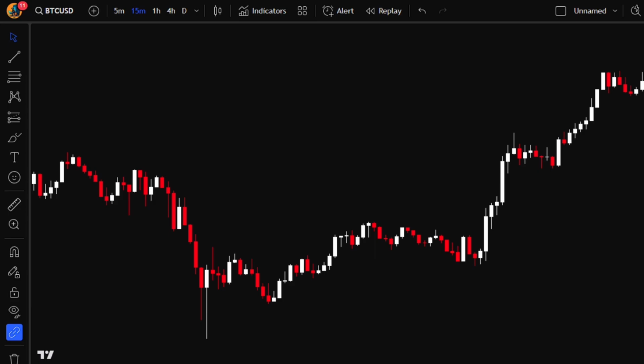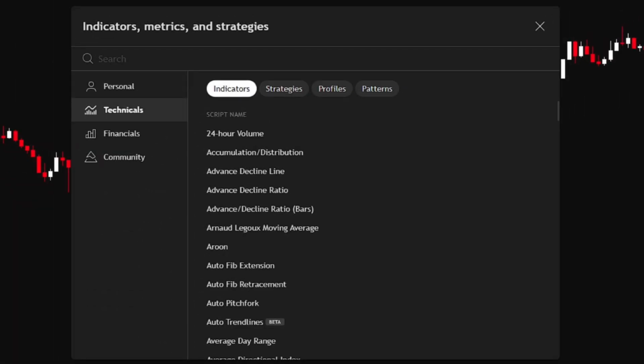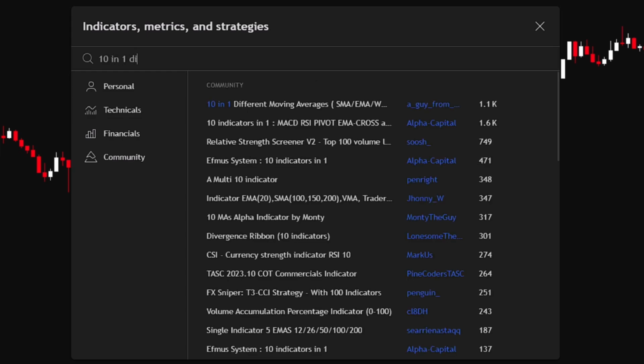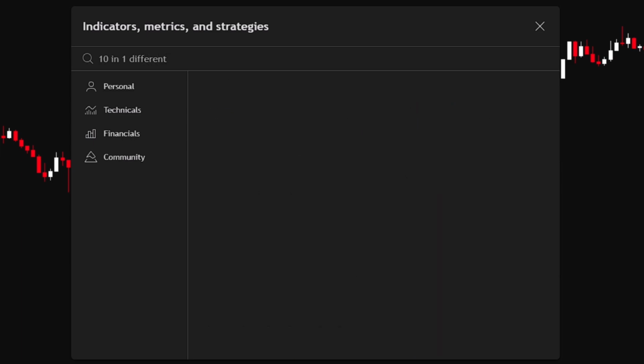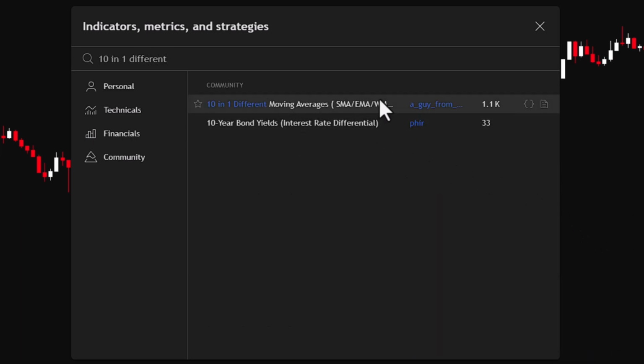Take a look at the top of the TradingView platform. See that section labeled Indicators? That's your next stop. Click on it and you'll get a pop-up window where you'll find the search bar. Type in 10 in 1 different moving averages and hit enter. Once you find the indicator in the results, click on it to add it to your chart. This is where the magic starts to happen.